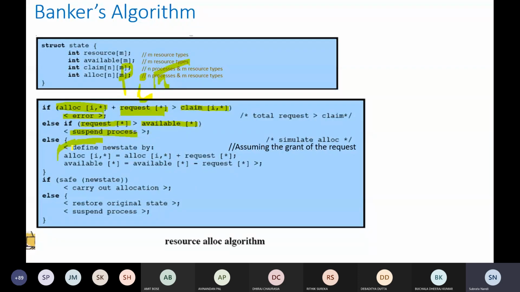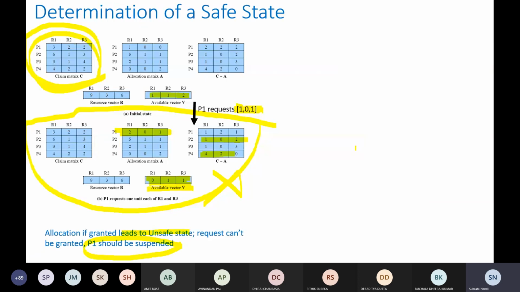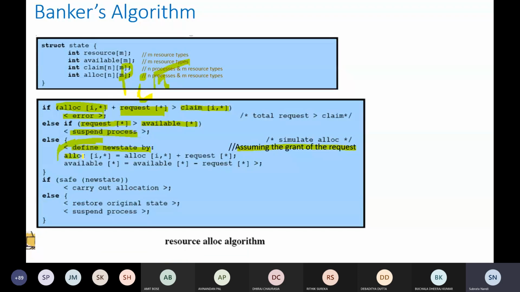Now if this is the case, then we define a new state by doing this. Define means assuming that the request has been granted, so it is assumed. Now this is how we form the new state. In the alloc, you assume that your request has been allocated, so you are adding the request to the particular ith row of that alloc matrix A. So you get a new allocation. How does the availability change? Availability will be subtracted, because you have been allocated, so available minus request. That is how you get a new state, which you check for safety.